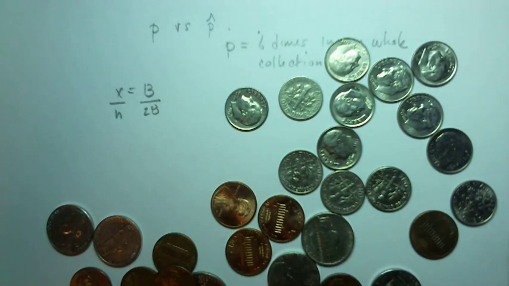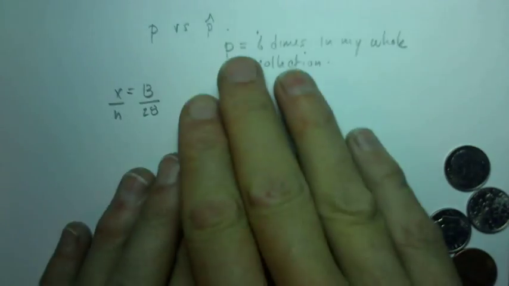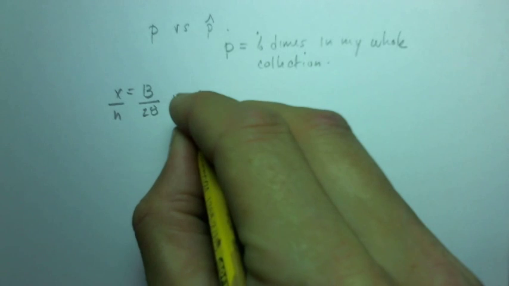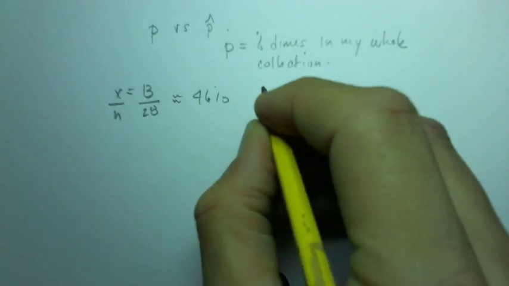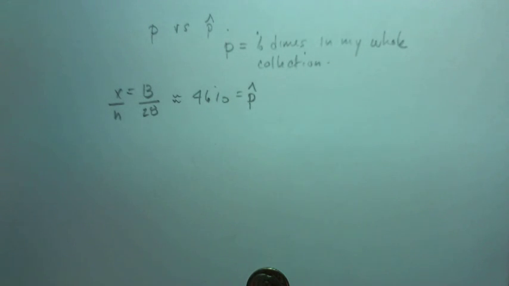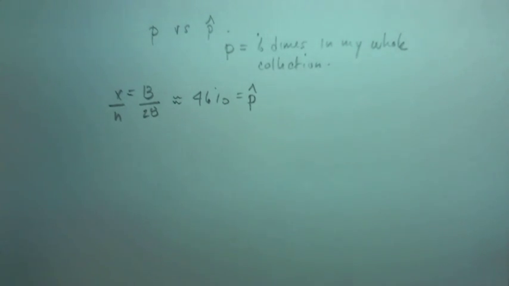So altogether from my sample, at least from this sample, I had 13 out of 28 coins. If I put that into my calculator, I get approximately 46%. So about 46% of my sample is dimes. But that doesn't mean that 46% of my whole collection is dimes.